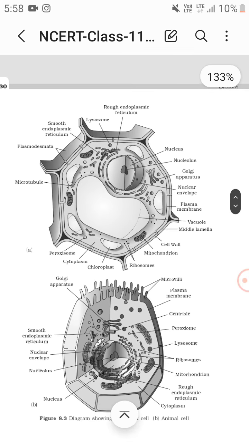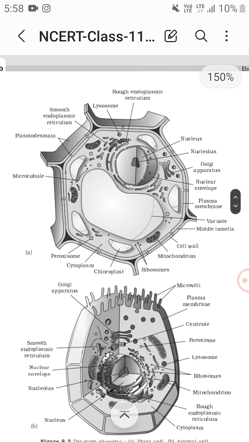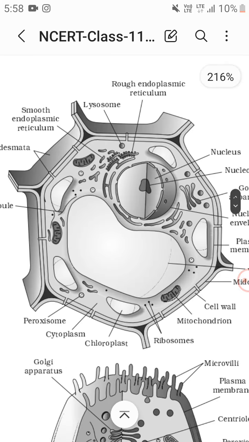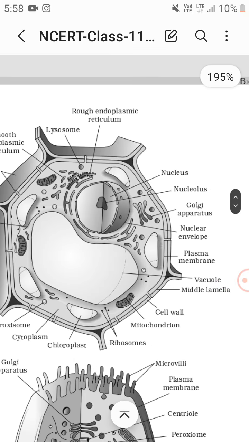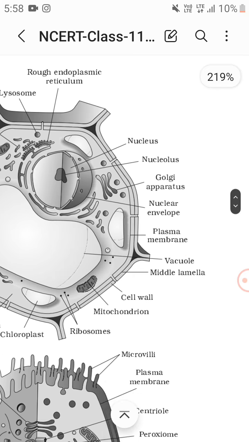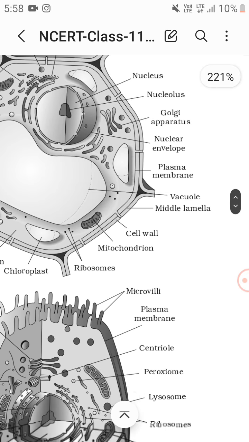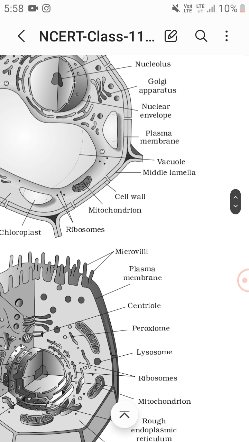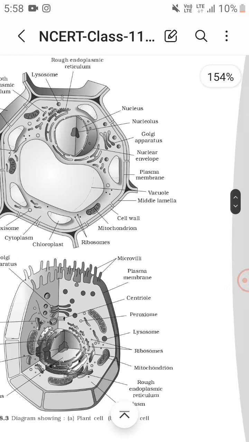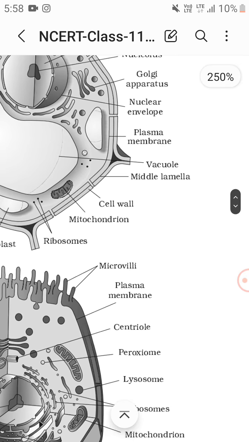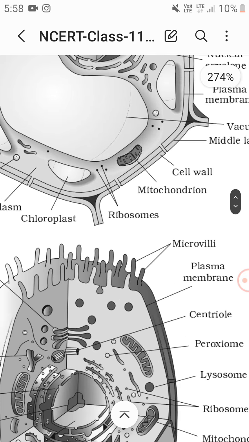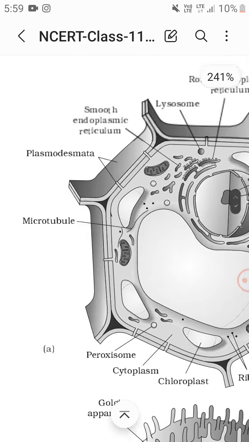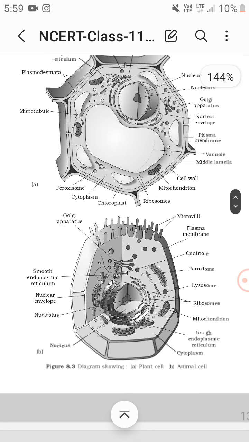In the plant cell, first there is plasmodesmata in the cell wall. There is smooth endoplasmic reticulum, lysosome, and rough endoplasmic reticulum, as you see in the diagram. Then the nucleus having the nucleolus, then Golgi apparatus near the nucleus and the endoplasmic reticulum, then a nuclear envelope. There is the plasma membrane, a large vacuole in the plant cell, then the middle lamella. There is the cell wall, mitochondrion, ribosomes, chloroplast, cytoplasm, peroxisome and microtubule. So these are all the things present in the plant cell.